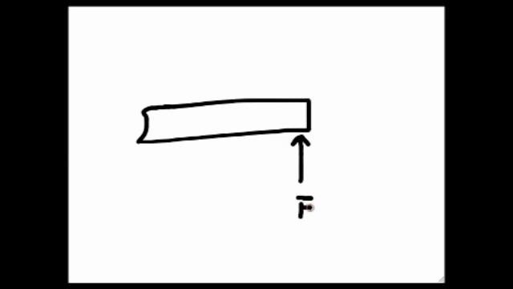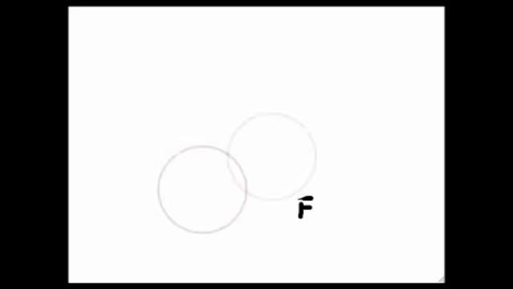Our force is applied at the right-hand side of the lever. On the left is our pivot point, indicated by the black arrow. Then we have our lever arm, which we'll mark as R.